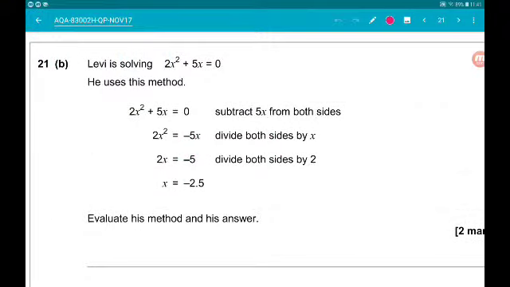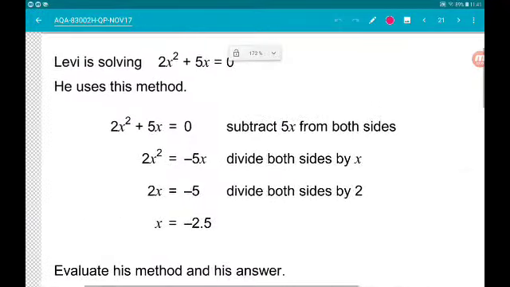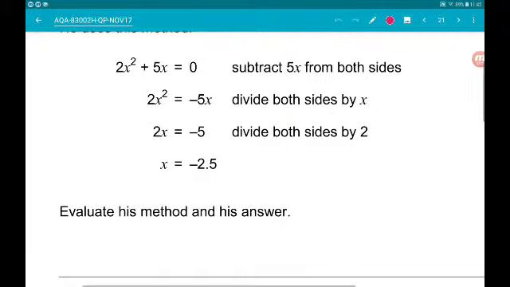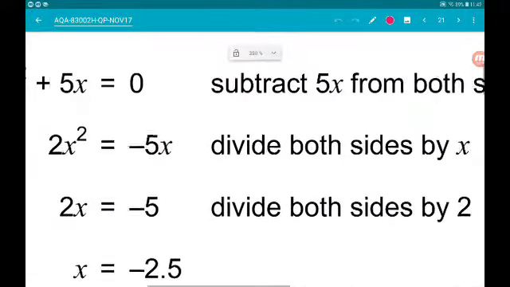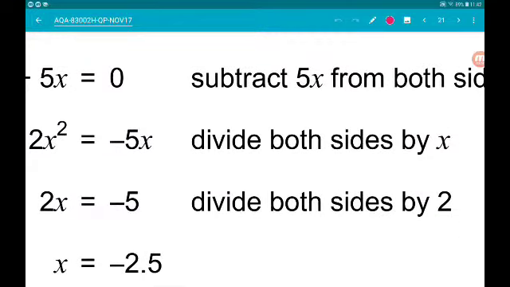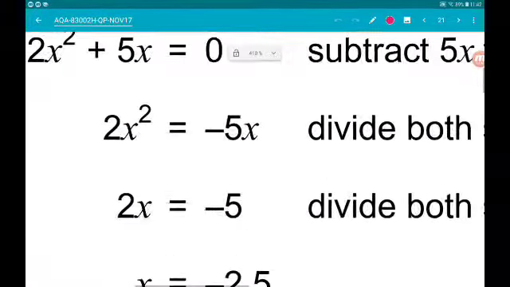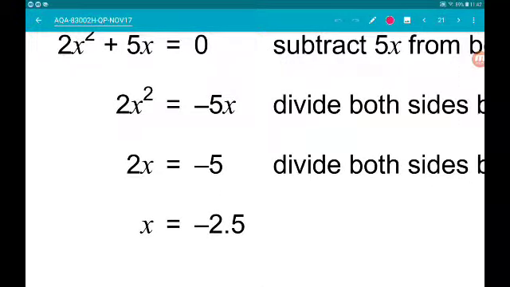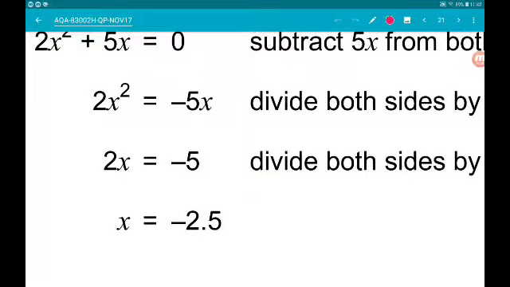Okay, then for part B, Lewis is solving 2x squared plus 5x is equal to 0. He uses this method. Now what we want to do is evaluate his method and his answer. Okay, so he's written the equation down. That's always a good start. He subtracts 5x from both sides. Okay, nothing wrong there really. So now he's spotted that there's a common factor of x on both sides. So he divides both sides by x.